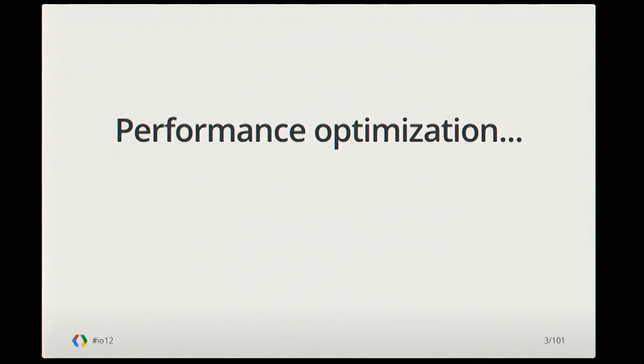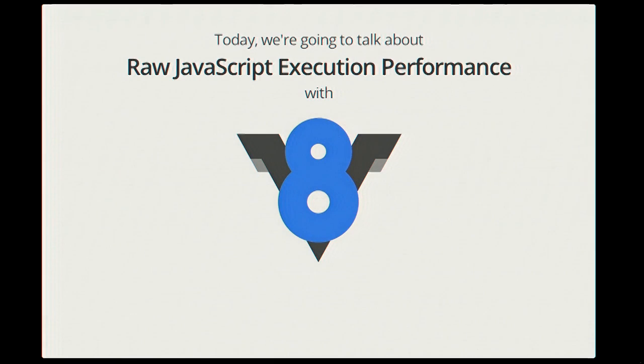I'd like to talk to you today about optimizing the performance of your web application. Now, this can mean a lot of different things to a lot of different people. This could mean optimizing your WebGL code to get more frames per second in a game. This could mean reducing the number of network round trips in a client-server application. But what I'd like to talk to you about today is raw JavaScript execution performance with V8, the JavaScript engine inside of Chrome.